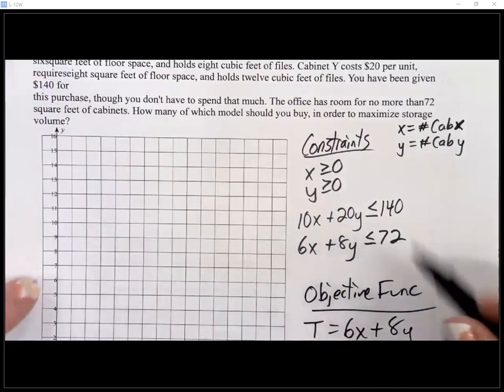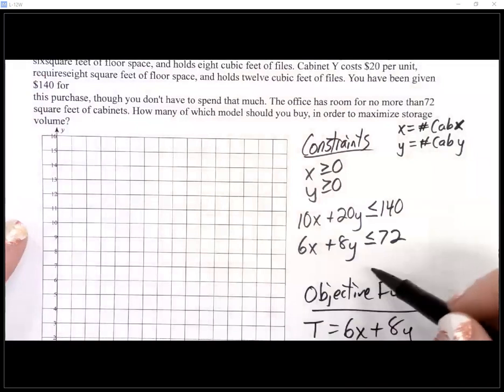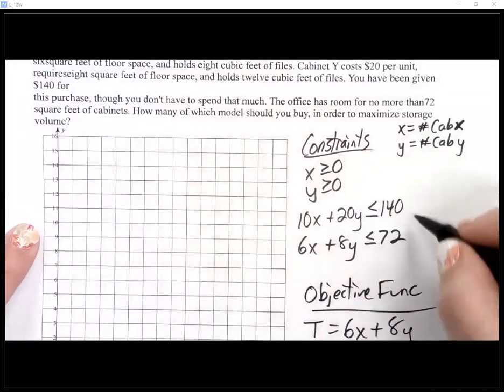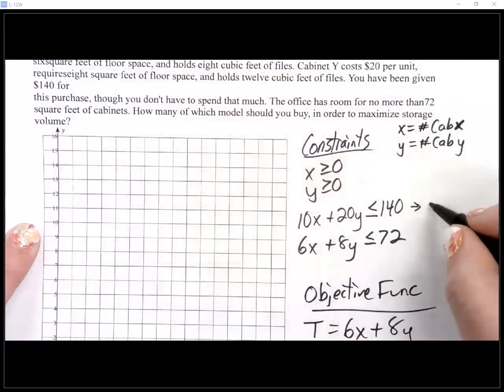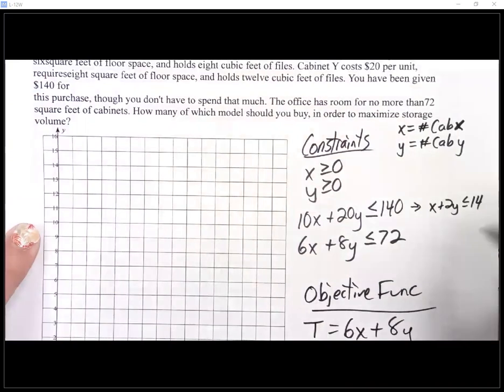So now you're just graphing all of these things. This one, I'm going to rewrite in terms of Y. First, let me divide everybody by 10. Now get that in terms of Y, so I would subtract the X and divide by 2. So I'd have y equals negative 1/2 x plus 7. So there's that one ready to graph.